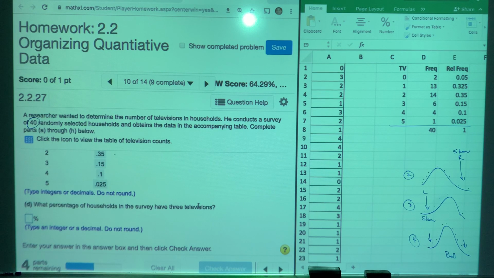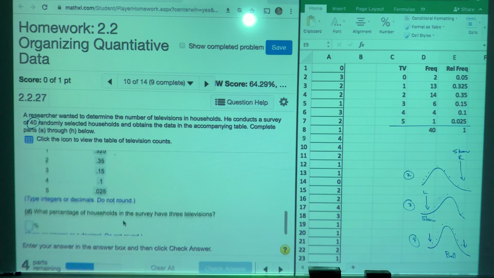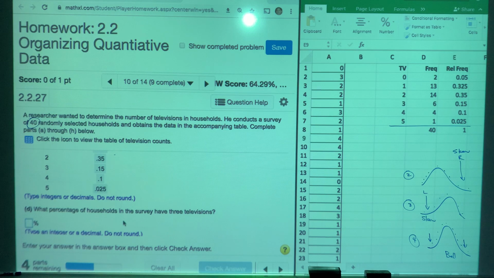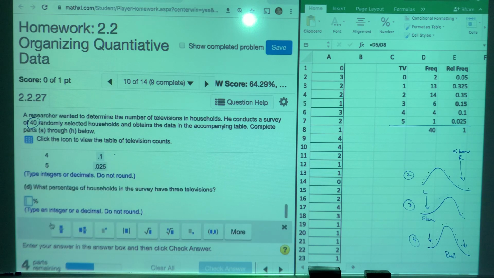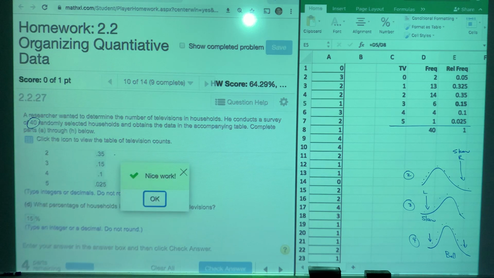What percentage of households in the survey have 3 televisions? So now all I have to do is look at my relative frequency distribution and go find the 3. Well, for me, 3 TVs is right here at 0.15. So that's going to be 15%. Notice this is the same stuff that we've been doing. We've done several problems like this, so don't panic. So that's 15%.